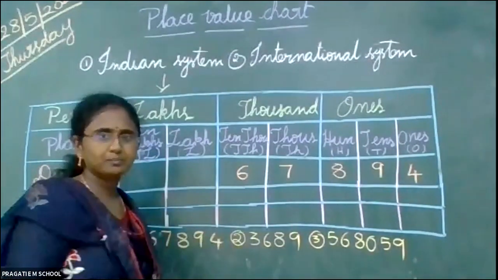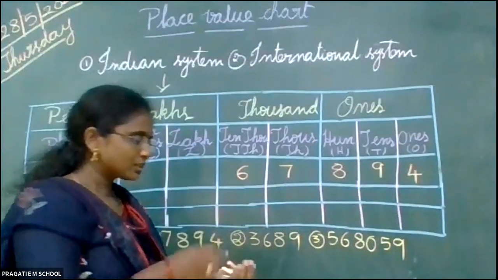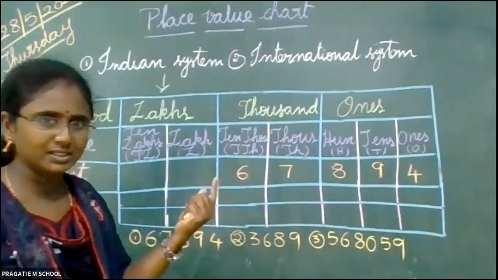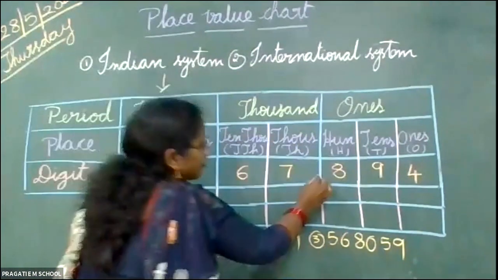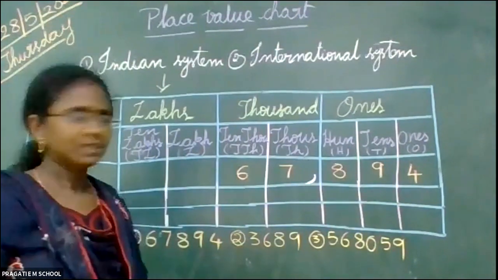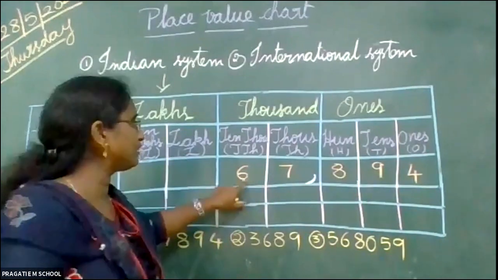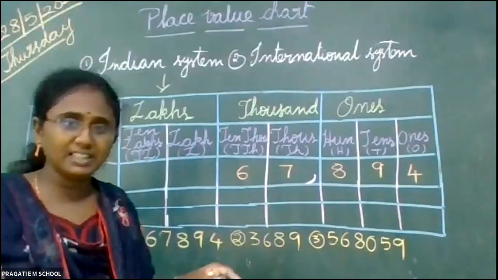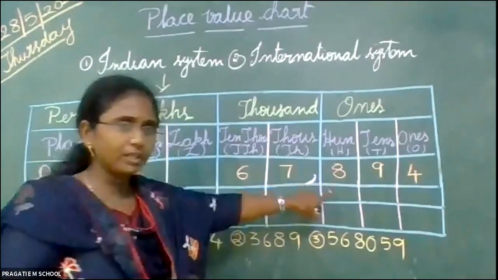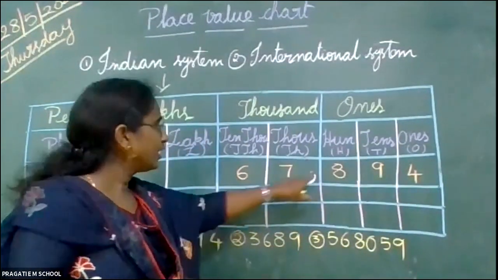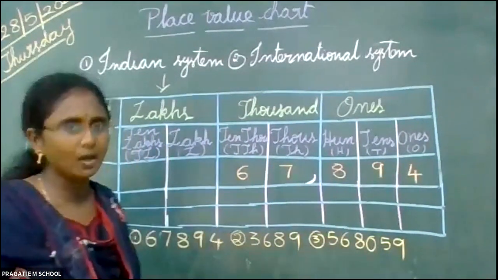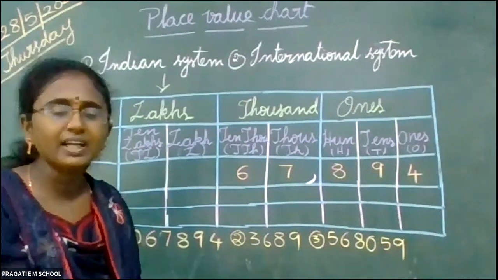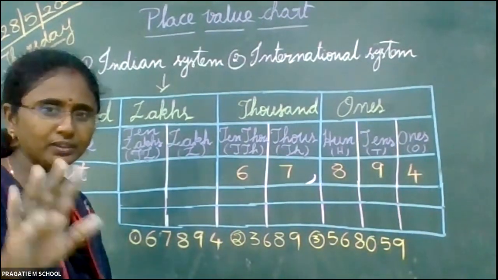Okay, 67,000. So they keep the comma. Every period after, keep the comma. So 67, don't keep the comma in between 6 and 7, because 6 and 7 both are in one period. Here 4, 9, 8, these three are in one period. So you have to keep the comma after the ones period. Here 67, then read it: 67,000, 67,894.